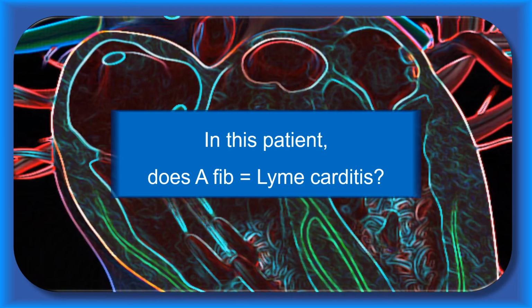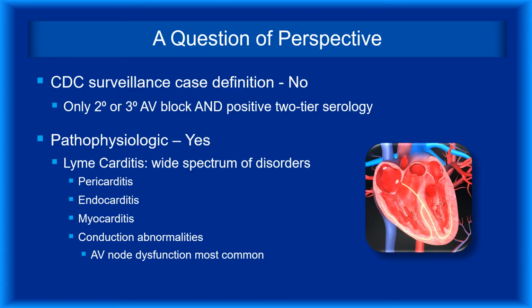Here's a question to consider. In addition to his multiple erythema migrans, does this patient also have Lyme carditis? The answer to that question depends on one's perspective. For CDC reporting purposes, this patient does not have Lyme carditis. That's because the CDC surveillance case definition of Lyme carditis only applies to patients who have second or third degree AV block and positive two-tier serology.